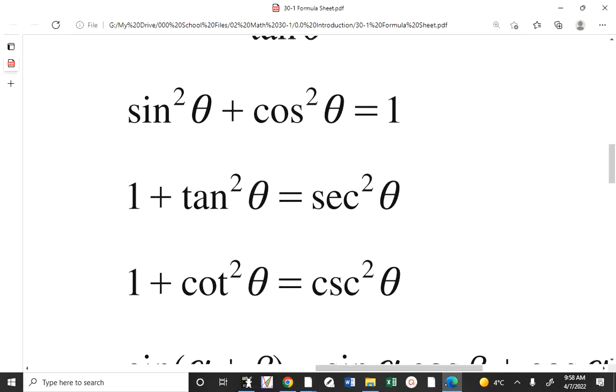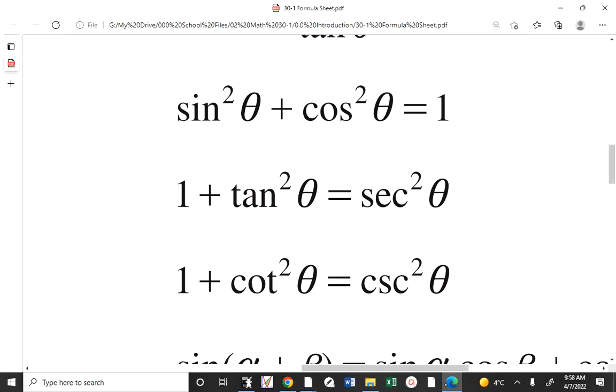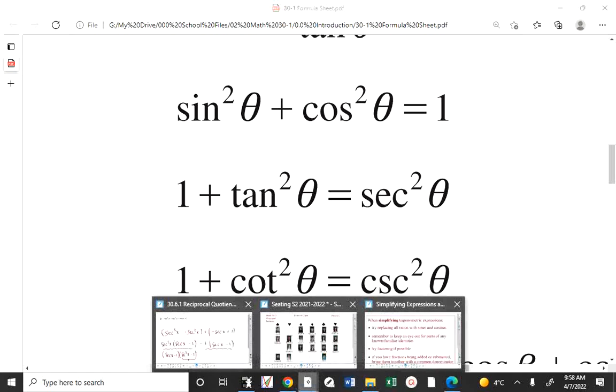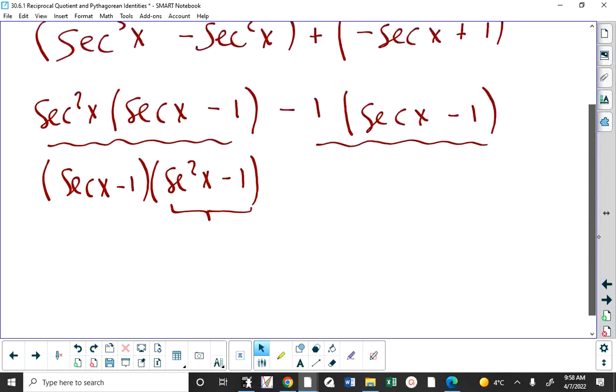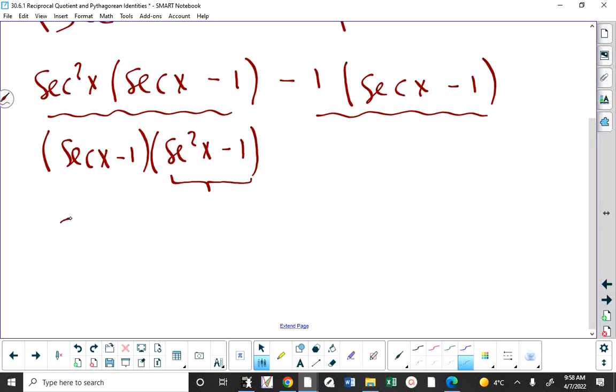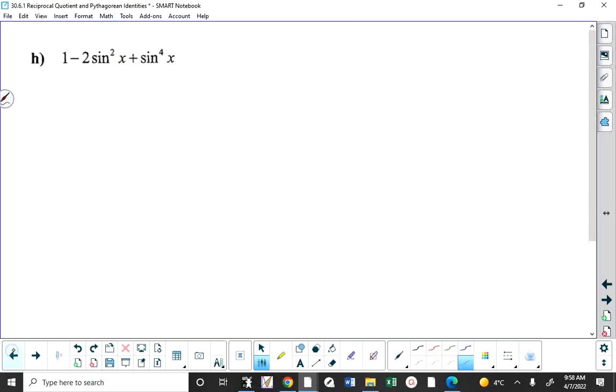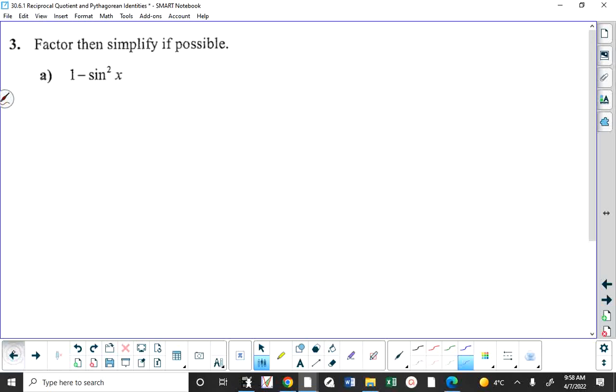Yeah, right here in the middle of the screen, secant squared of theta minus 1 would be tan squared of theta. Now, I don't know where this is going. I'm going to take a look at the question in a second, but it's equal to tan squared of theta. So what we have is secant of x minus 1 times tan squared of theta, or tan squared of x. I just want to take a look at what this question is asking us to do. Factor, then simplify if possible.